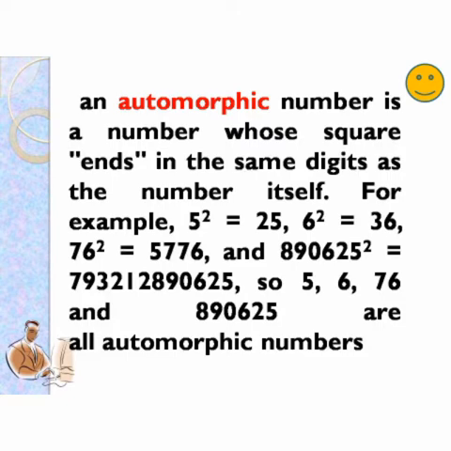For example, 5 square is equal to 25. So at the end, 5 is there. Hence you can say 5 is an automorphic number. Like that, 6, 76, these are all automorphic numbers. So we'll discuss the logic of this program.